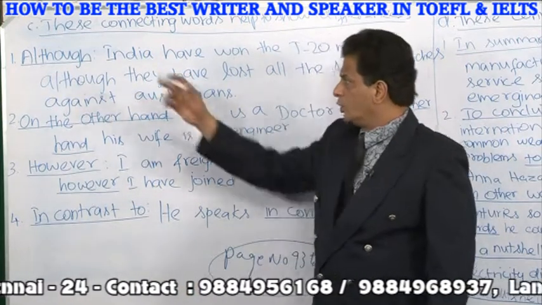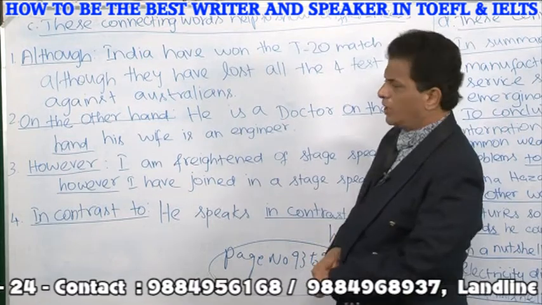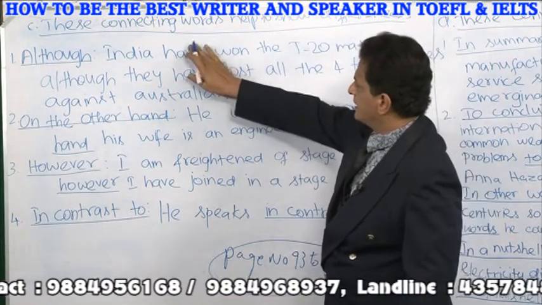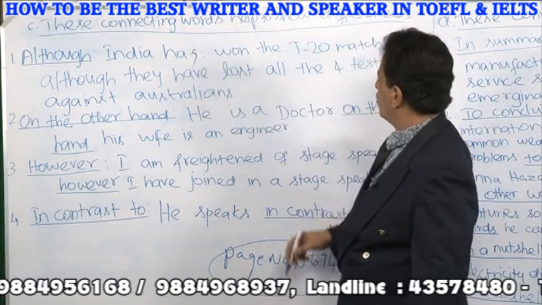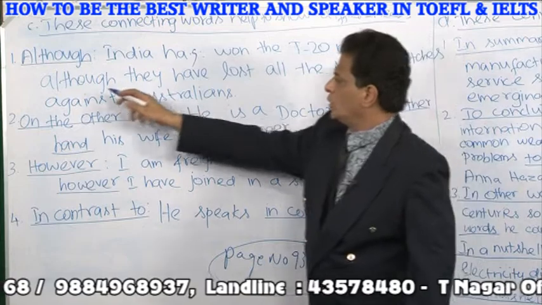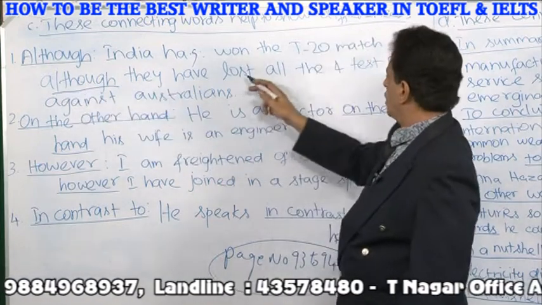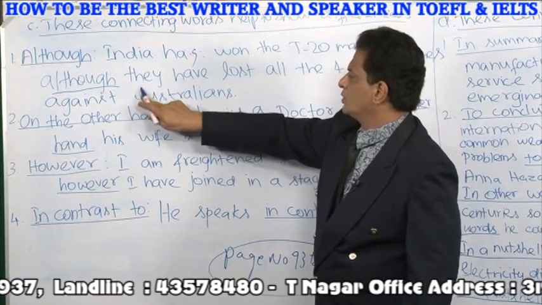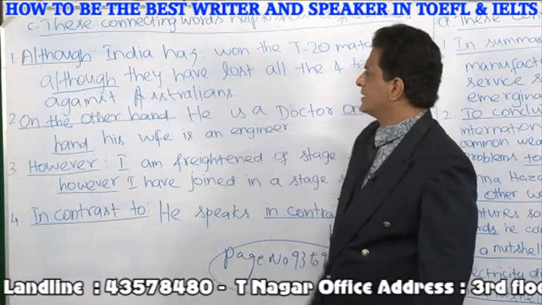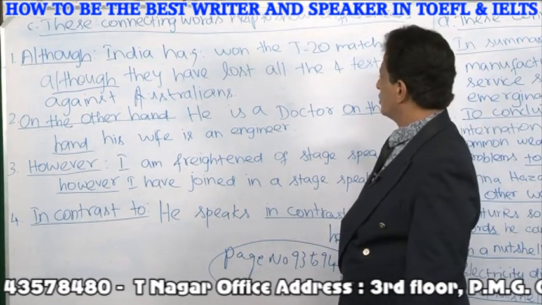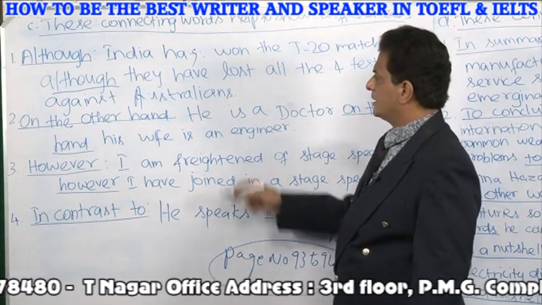Number one is although. See, what do you mean by although? It is even though. India has won the T20 match, although they have lost all the 4 test matches against Australians. So, what has India done? India has won the T20 matches, even though it has lost all the 4 test matches against Australia.